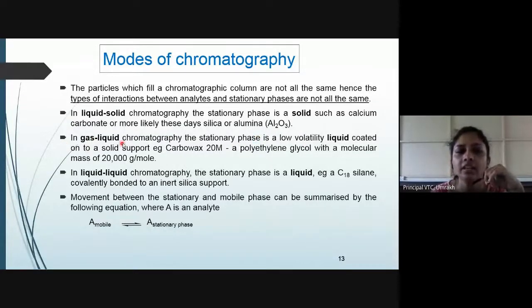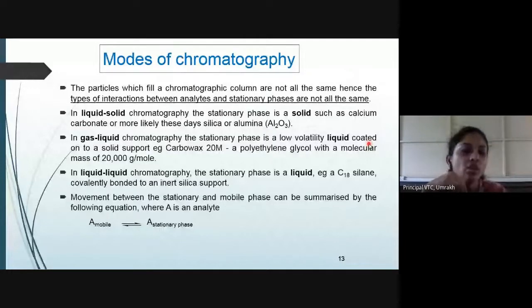Secondly, there might be gas-liquid chromatography, in which the stationary phase is a low-volatility liquid. It should be low volatile. Otherwise, what will happen? That liquid may evaporate from the stationary phase, and you need to pour it again. So the liquid will be coated on a support, a solid support.